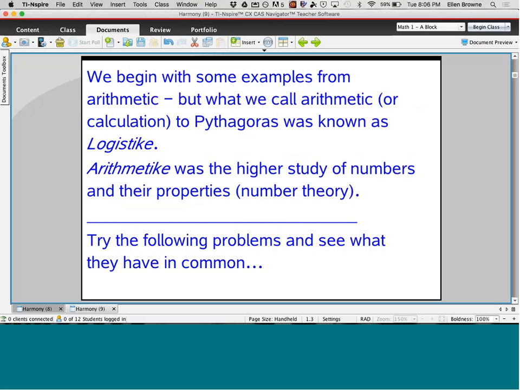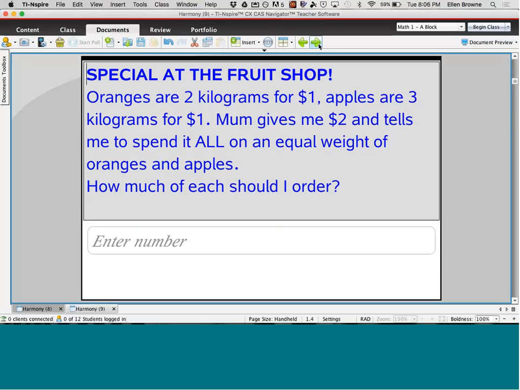So we'll talk a little bit more about that shortly. We're going to begin with some examples from arithmetic. But when Pythagoras talked about arithmetica, he wasn't talking about arithmetic in our sense, the manipulation of numbers. Arithmetica was the higher study of numbers, what we think of as number theory. Calculation was called logistica.